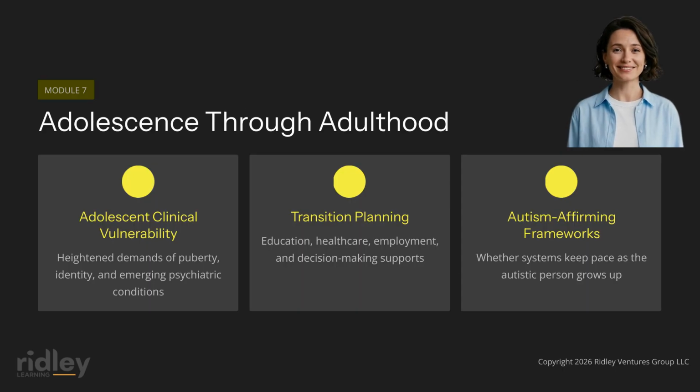Module 7 carries us into adolescence and adulthood, where we shift our focus to transition planning, employment, healthcare access, and the autism-affirming frameworks that tie all of these together. If the earlier modules showed us what we know about identification, assessment, and intervention, this module asks a harder question. What happens when the autistic person grows up? And do our systems actually keep pace? Let's begin with the heightened clinical demands of adolescence itself.